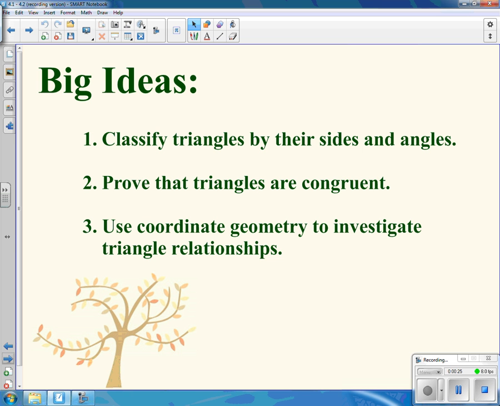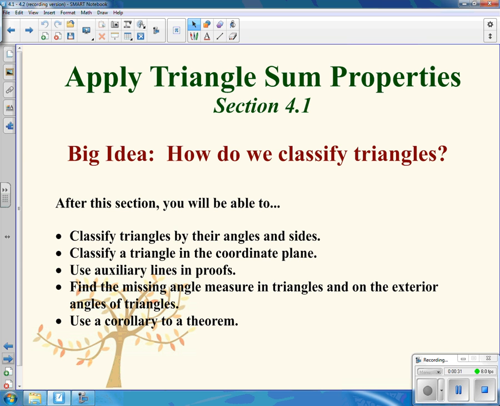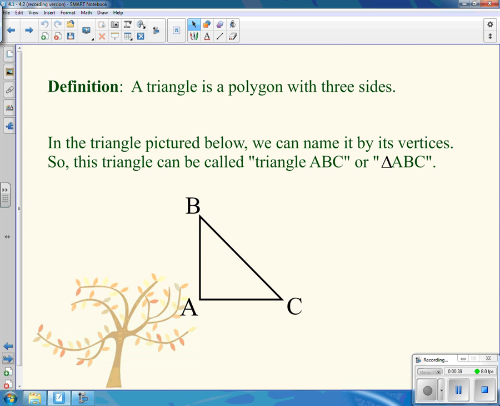Okay, the three big ideas are on your unit objective sheet, so read through these. I'm just going to skip over them now. Section 4.1, we're going to talk about applying the triangle sum properties, and our focus is on how we classify triangles. All right, so first, the definition of a triangle is a polygon with three sides.